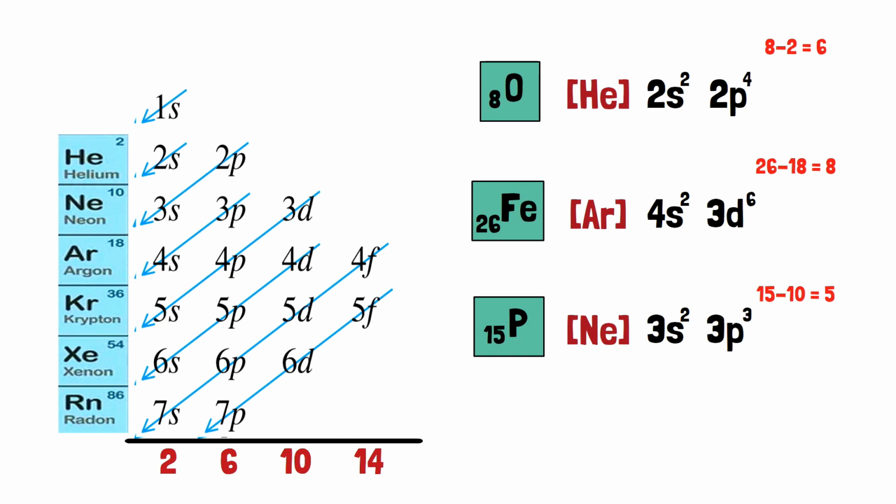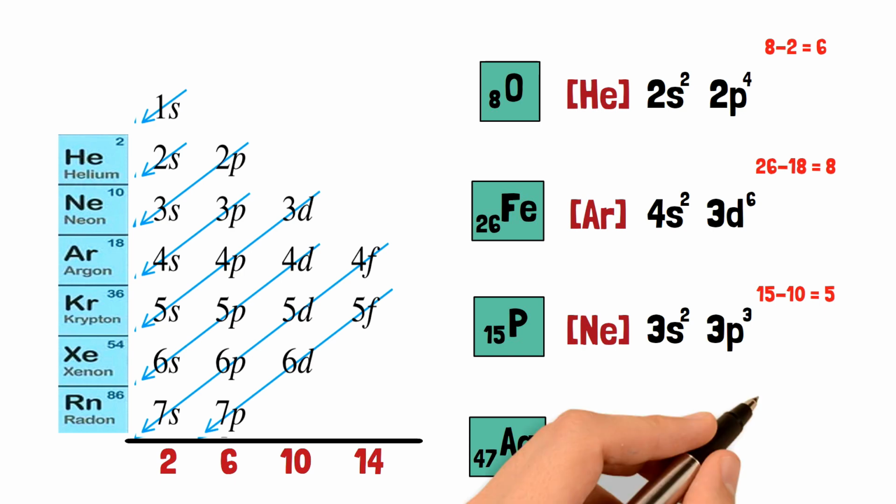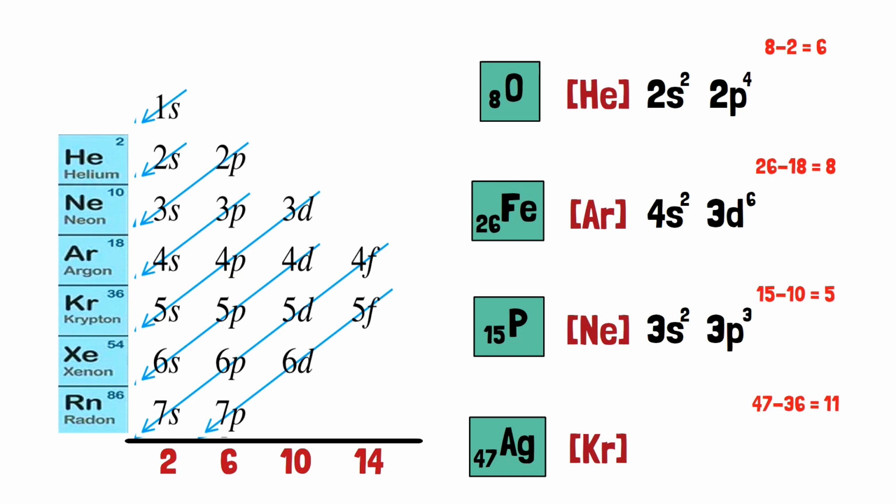Another example is silver, and its atomic number is 47. The noble gas which has an atomic number closer and less than its atomic number is krypton. So we put its symbol first, and its atomic number is 36. We have 11 electrons left, so we will complete from the 5s2, then 4d9.